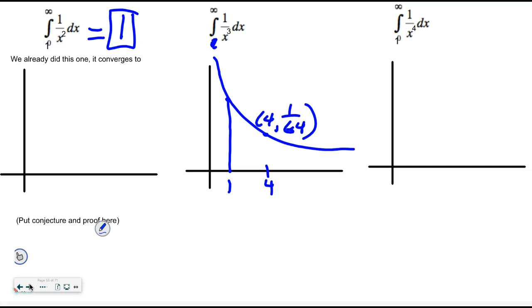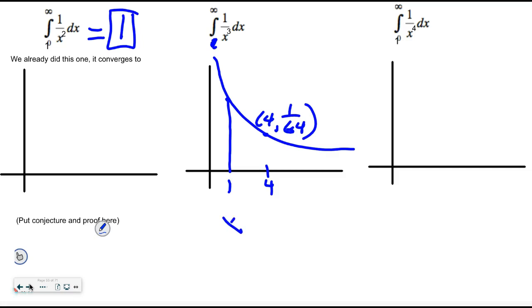Do you think it's going to converge or diverge? 1 over x squared went to 1, right? This one's even riding lower. So you think it's going to converge or diverge? What do you think? Converge, right? If you're under a convergent, you converge. But to what is the question? So let's go, we're going to do this one pretty sloppy. Are you okay with the notation? Can I go sloppy a little bit?